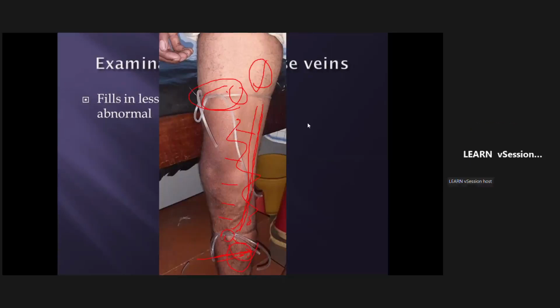Recurrence is also not rare. Or sometimes it could be another territory: you treat the long saphenous and the short saphenous vein comes up.